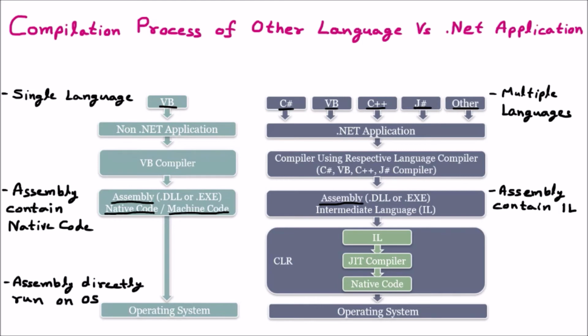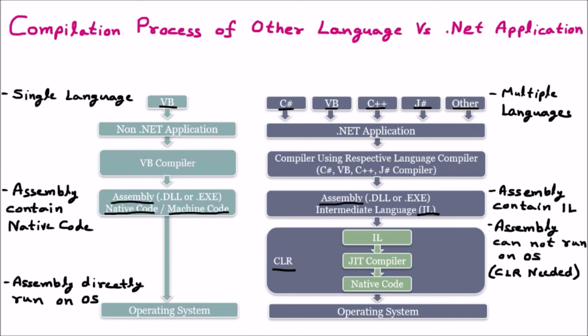But if I compare this step with the .NET application, in .NET we are having the intermediate language. And we know that intermediate language is not supported by the operating system. So that's why the assembly cannot run on the OS. So if you want to run this assembly on the OS, what do we need? We need the CLR, because we know that CLR is required to run the assembly or the intermediate language.